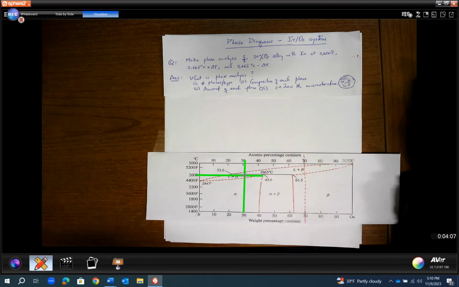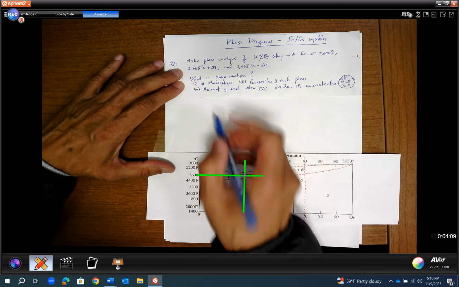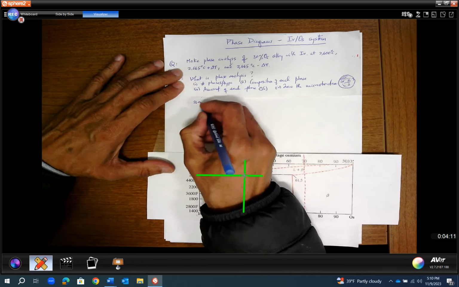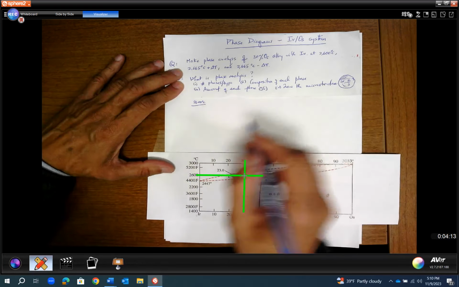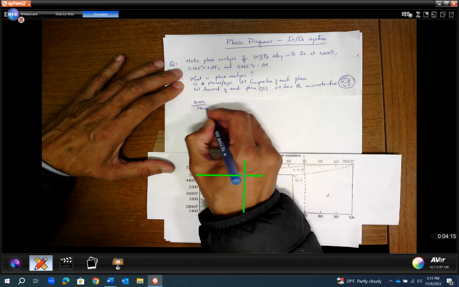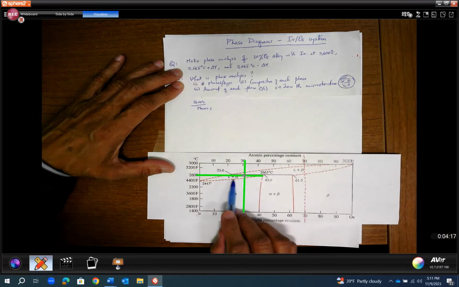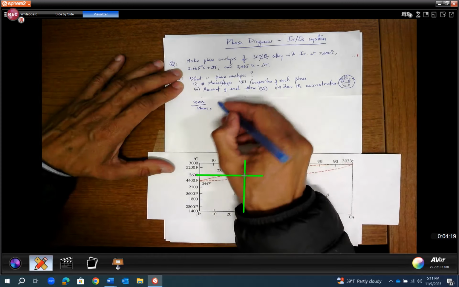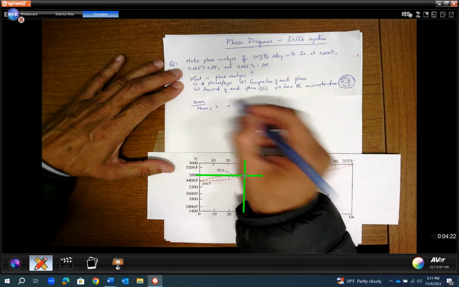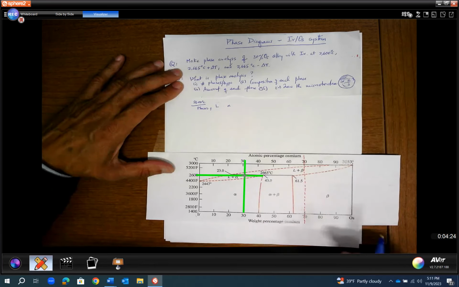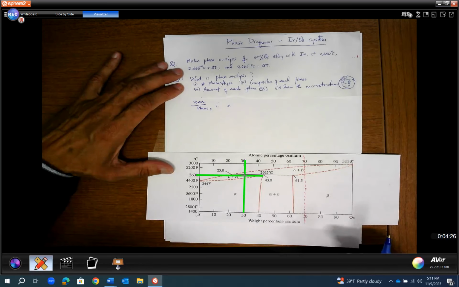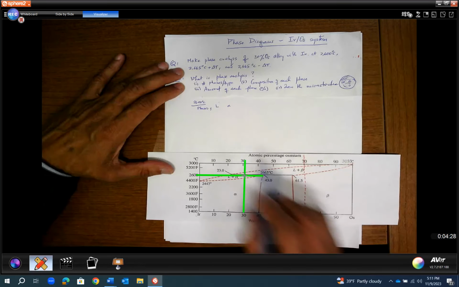First question is how many phases and what type. Let's do it. 2600. Phases are what? Liquid and alpha. So you have a liquid phase and a solid phase. Obviously, alpha is the iridium-rich solid. Great. What's the second one?